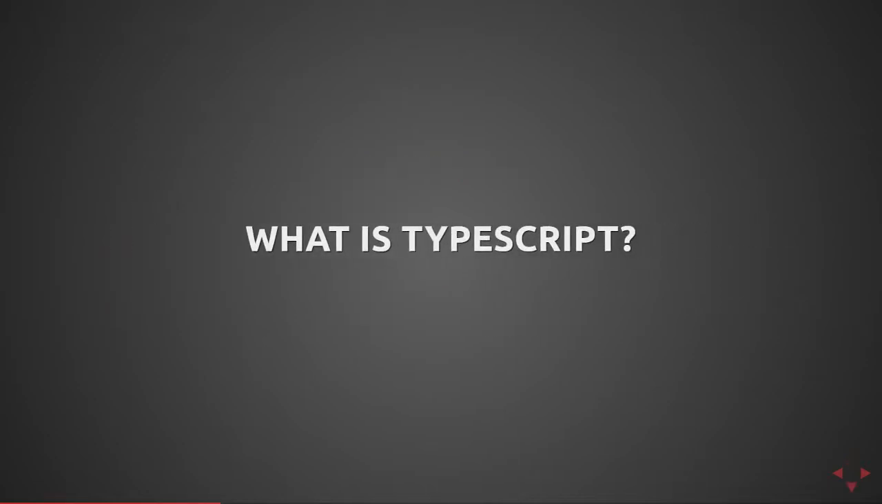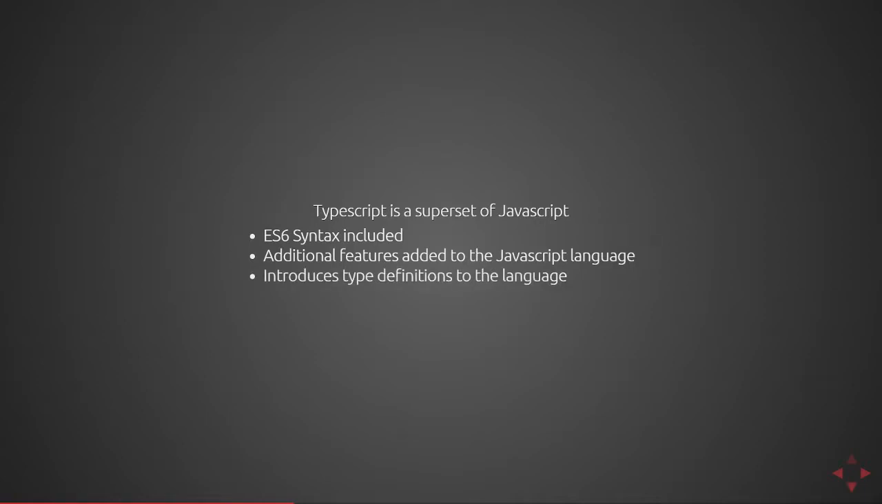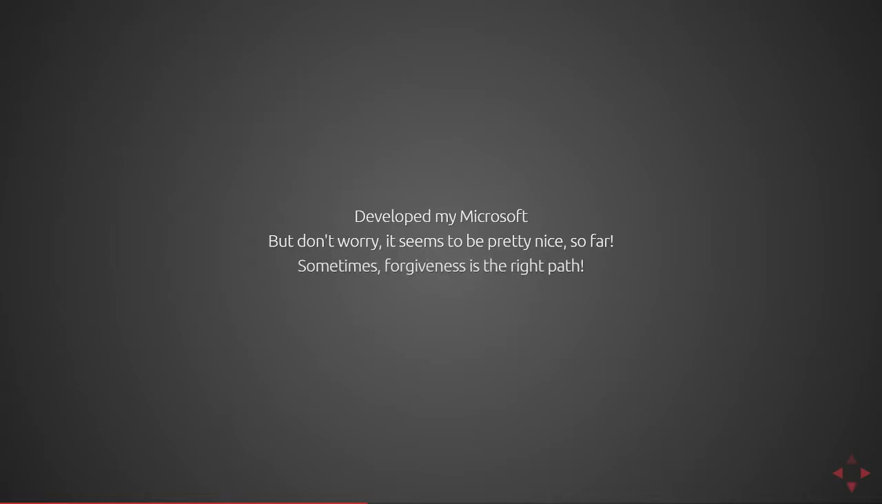So what is TypeScript? TypeScript is a superset of JavaScript. That being said, we have ES6 syntax included as well as all the ES5 syntax that you've been familiar with for a while now. In addition, it adds features into the JavaScript language. One of those features is types. It was developed by Microsoft, but don't worry, it seems pretty nice so far. It's not like some of their other familiar products that we as web developers really disdain. So sometimes we need to forgive people their past transgressions.